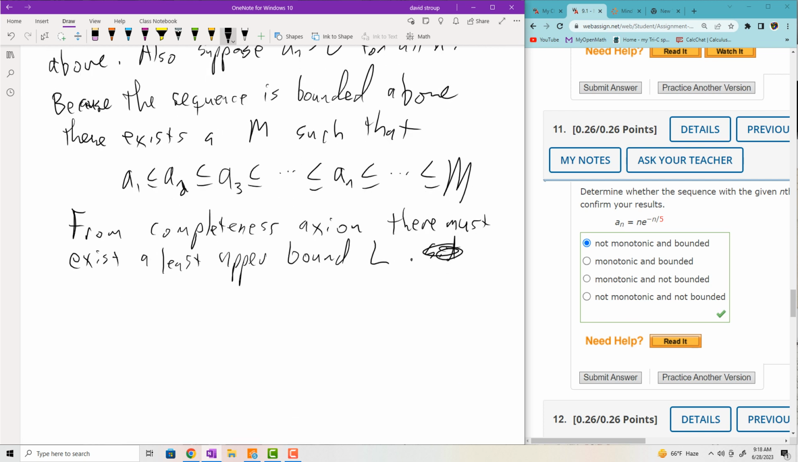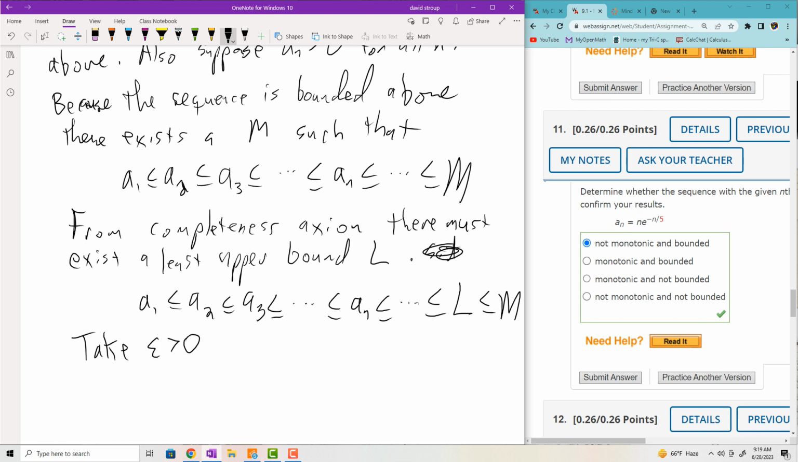And so we will take, and just note also, a sub 1 less than or equal to a sub 2, less than or equal to a sub 3, less than or equal to dot dot dot, less than or equal to a sub n, less than or equal to dot dot dot, which will be less than or equal to L. And of course, L will be less than or equal to this value M. Okay, so now we'll take some epsilon value. So take some epsilon greater than 0.